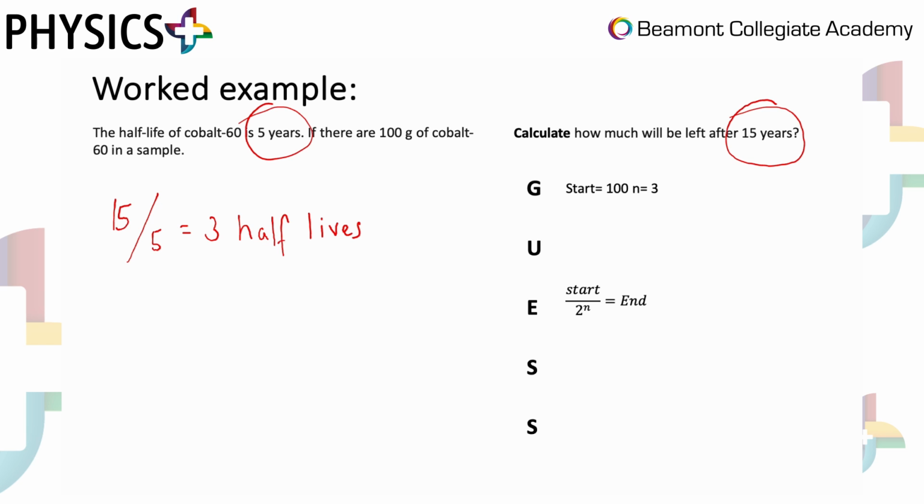So start would be 100 divided by 2 to the power 3 will give me my end. Type that into the calculator and I get a mass of 12.5.